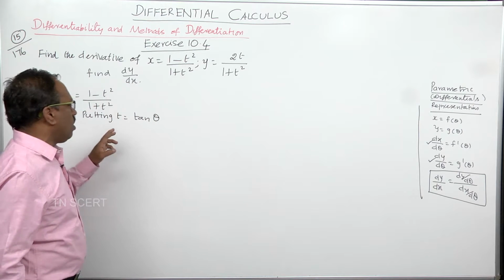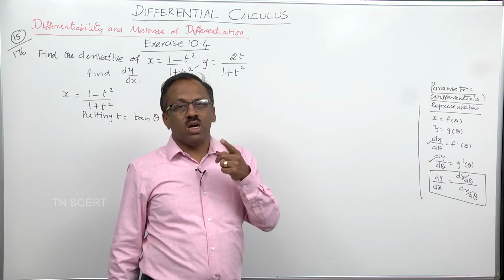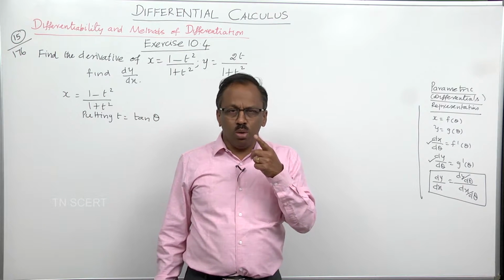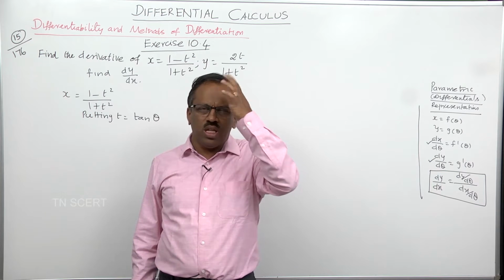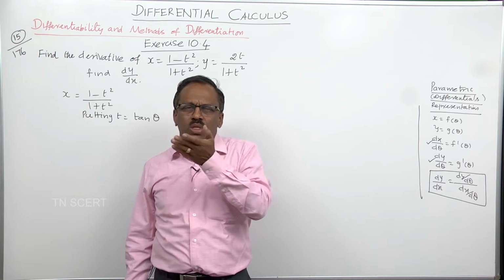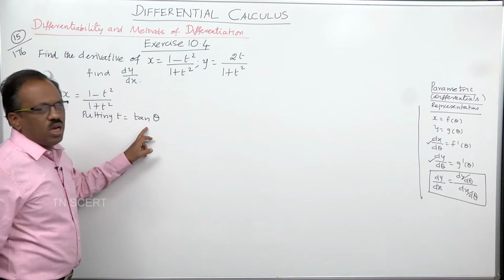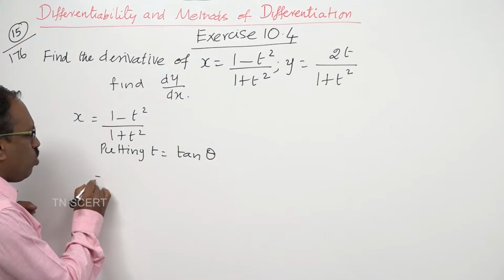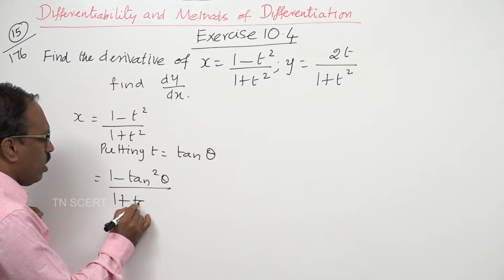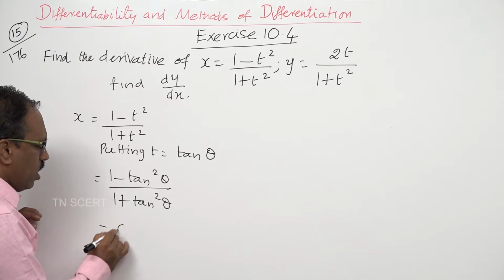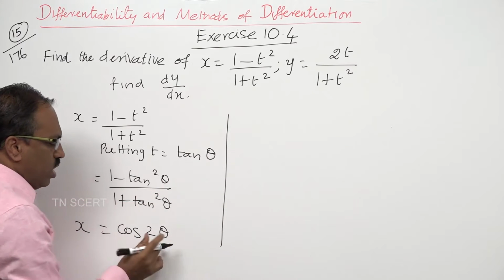So, what is the formula here? 1 minus tan square by 1 plus tan square, you know. What is it? It is the cos 2 theta formula. You know the formula very well. 1 minus t square by 1 plus t square works only in that case. 1 minus tan square theta by 1 plus tan square theta is nothing but cos 2 theta. That is the reason why I put t equal to tan theta. Now, x in terms of theta I have brought here.